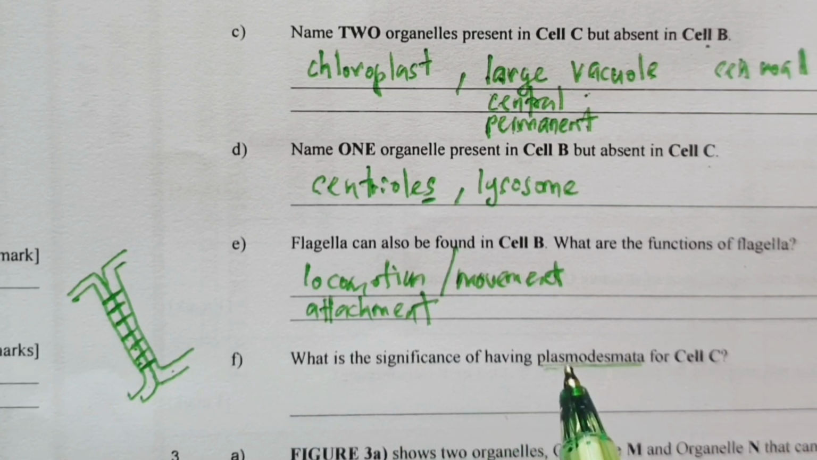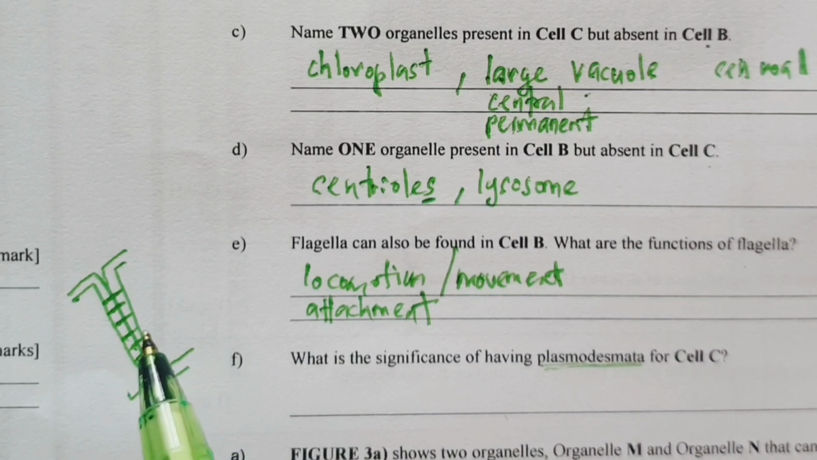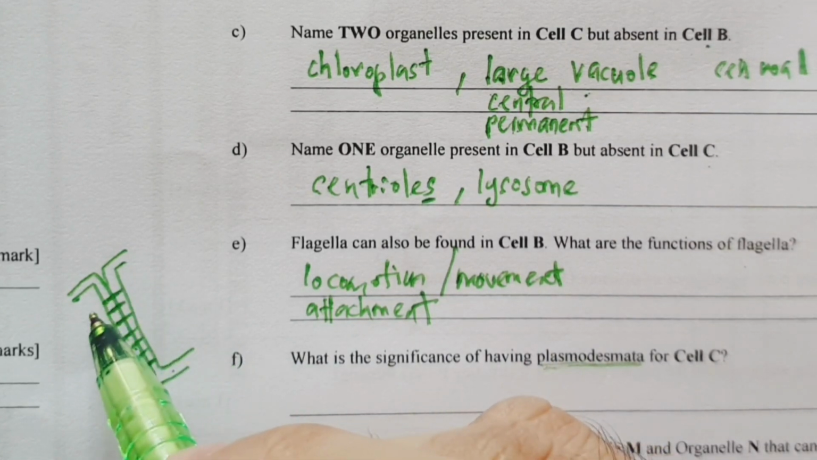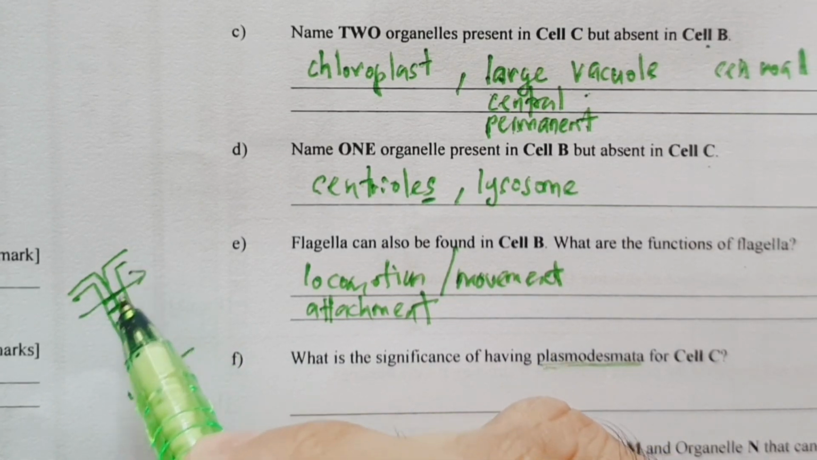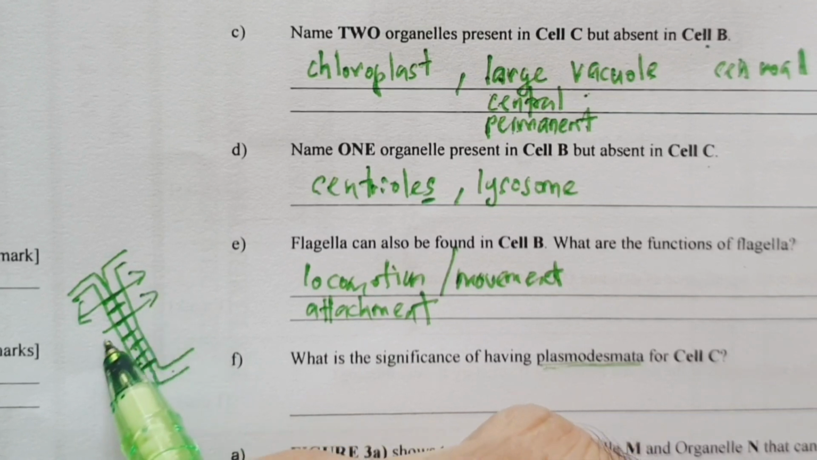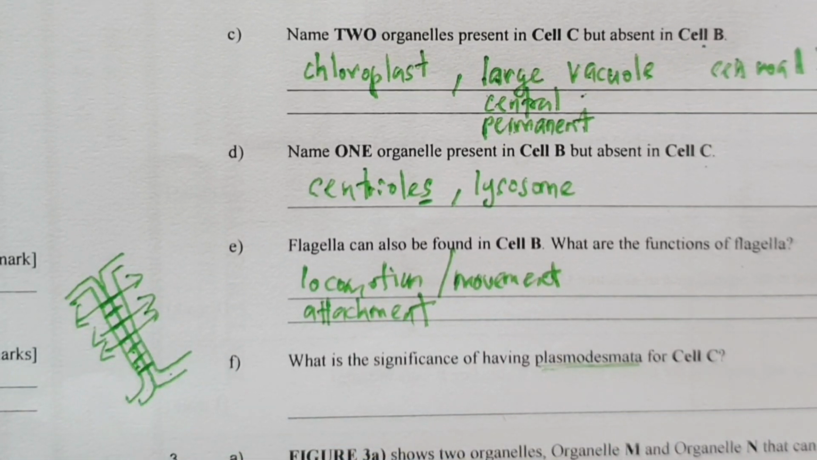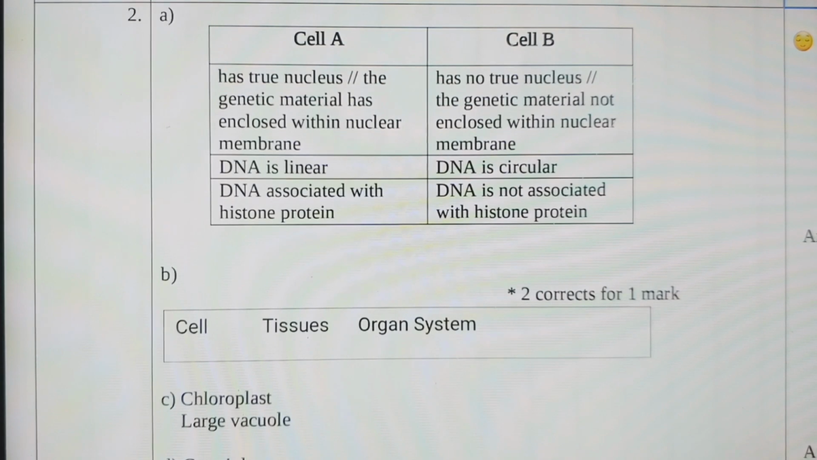So significant sama ada juga macam function ataupun kepentingan. So kenapa inside the cell wall perlu ada gap that is being called as Plasmodesmata? Because to allow movement of molecules between the two cells. So this is the answer scheme for question number 2.